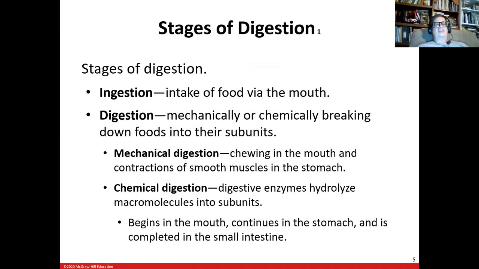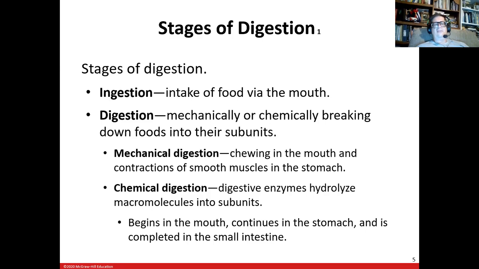Digestion happens in stages. Ingestion is taking food into the mouth. Digestion is breaking it down. Mechanical digestion is what happens in the mouth or in the stomach when we are mixing the food and breaking it apart. That's mechanical digestion. Chemical digestion is what we talked about before, turning proteins into amino acids and fats into glycerol and fatty acids, turning carbohydrates into little monomers of glucose.